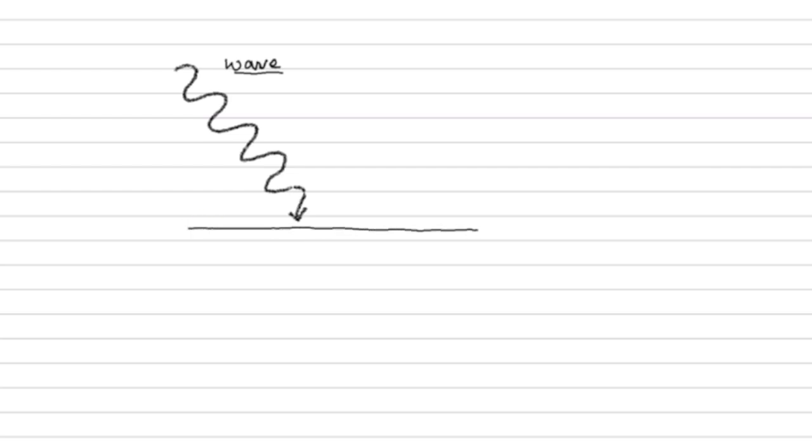So here, I'm showing one light wave. I'm drawing it like a snake because I want to show that light is a wave. We are assuming, our understanding is that light is a wave. And this light strikes on some metal surface. Let's say this is our metal surface.